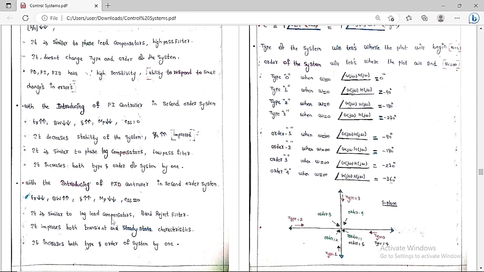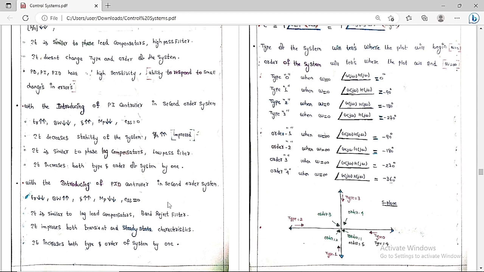It is similar to a lag-lead compensator, or you can say it is a band reject filter. I have already told you this is similar to the lag-lead compensator and is also called the band reject filter. It is going to improve both the transient response as well as the steady state characteristics of the system. It is going to increase both the type as well as the order of the system by 1 unit.